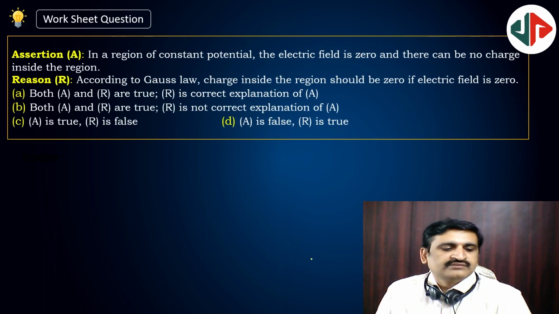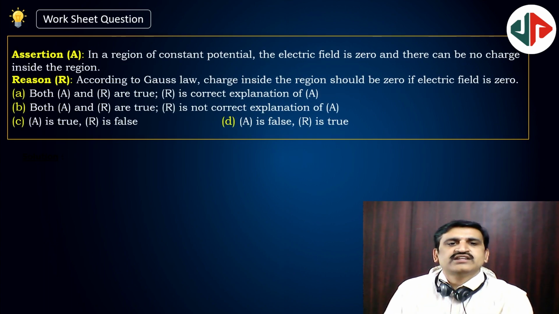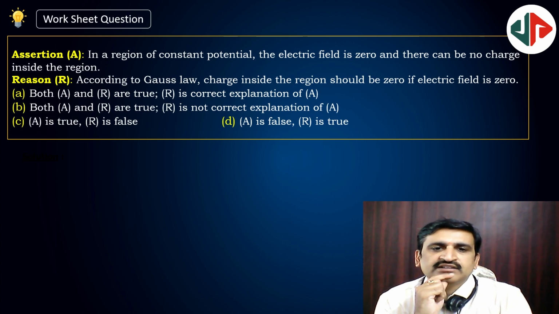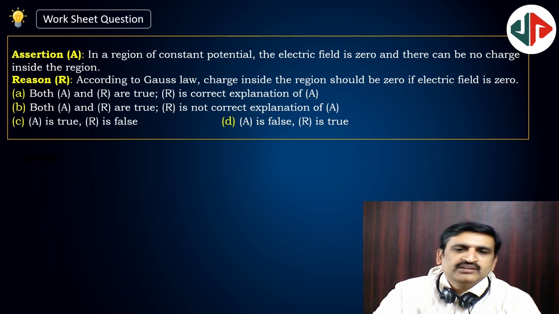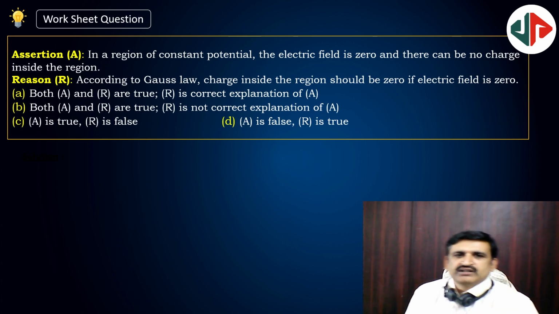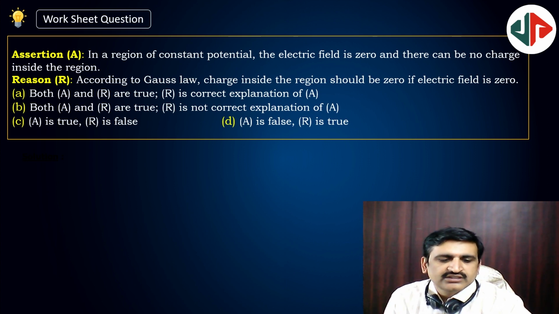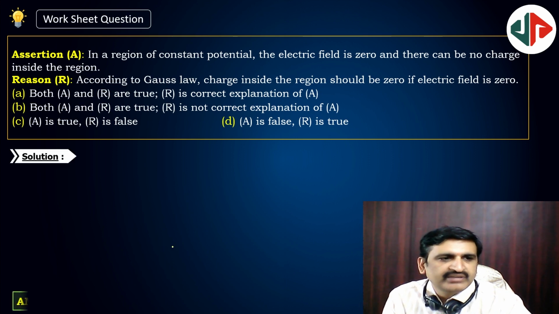In a region of constant potential, the electric field is 0 and there can be no charge inside the region. According to Gauss law, charge inside the region should be 0 if electric field is 0. Actually both the statements are correct, but may not be a correct explanation. So its answer will become option B.